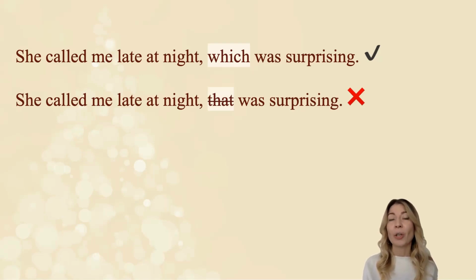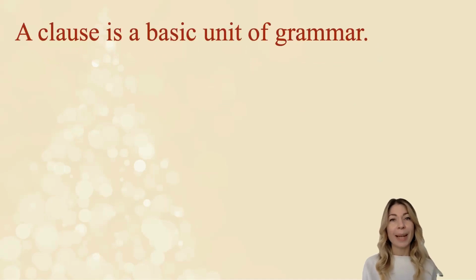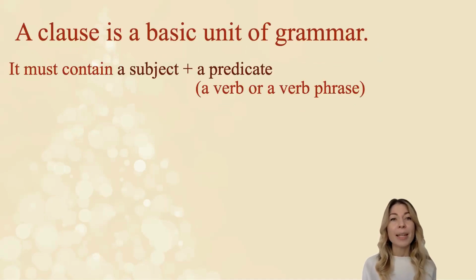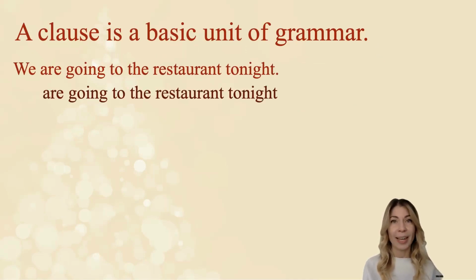But let me first start with the notion of a clause, what a clause is, because some of you have asked before. So what is a clause? A clause is a basic unit of grammar. It must contain a subject and a predicate, a verb or a verb phrase, and there should be a meaningful relationship between a subject and a verb. Let me show you an example. We're going to the restaurant tonight. In this sentence, we is a subject and are going to the restaurant tonight is a predicate, a verb phrase.